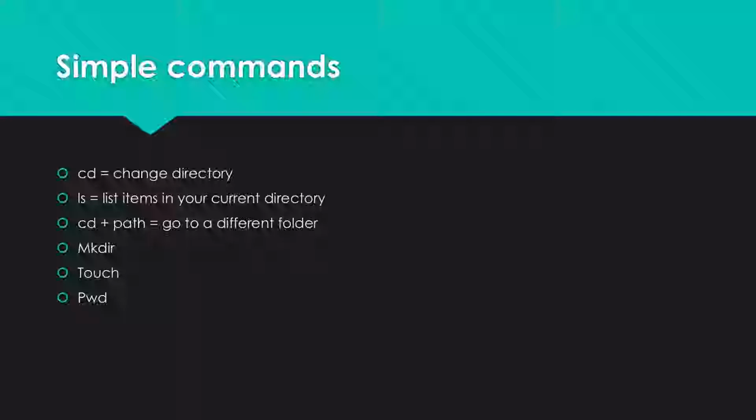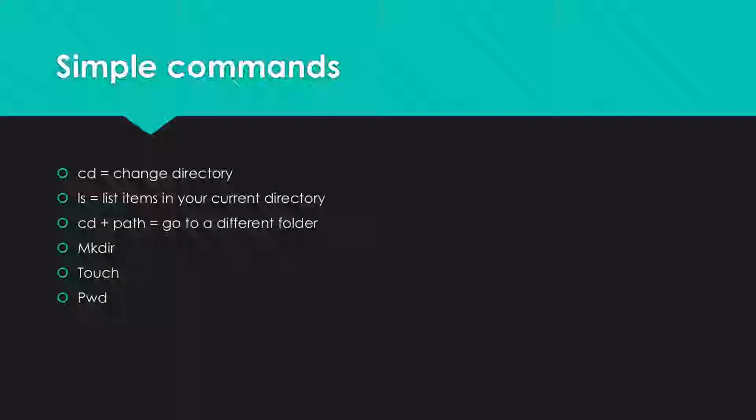So yeah, let's talk about some simple commands. So here's just a list of the very basic first commands you should probably learn when you're learning Bash. CD is change directory, so that's how you'll be navigating through directories. You can also add a path to CD. If you just do CD, it'll take you back to your root directory. If you add a path to that, it'll index into the next directory.